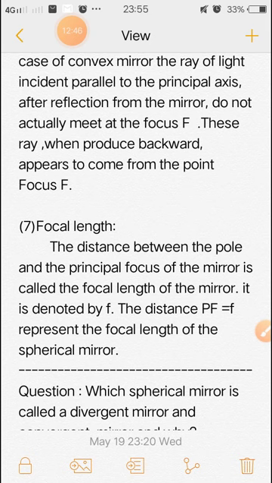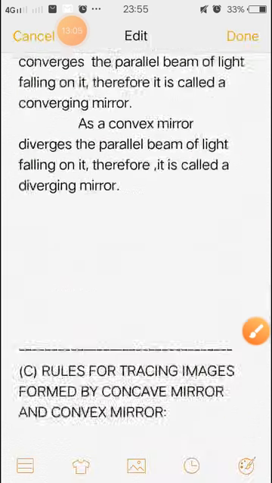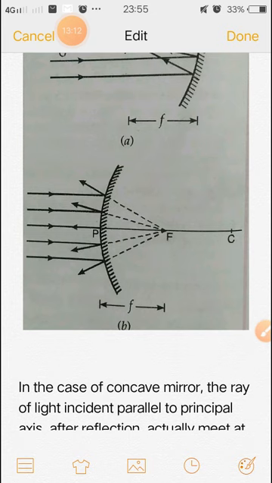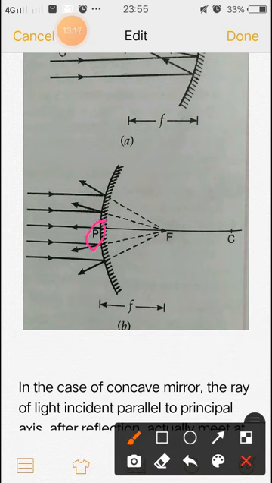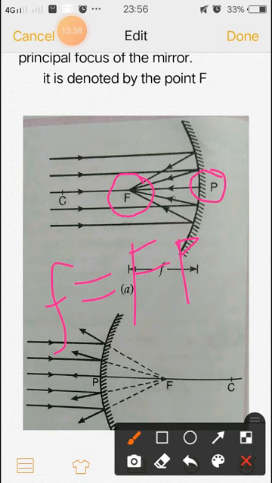Focal length: the distance between the pole and the principal focus is the focal length of the mirror. It is denoted by small f. In the figure, see the distance between pole P and the focus F, it is called the focal length of the mirror, denoted by small f.